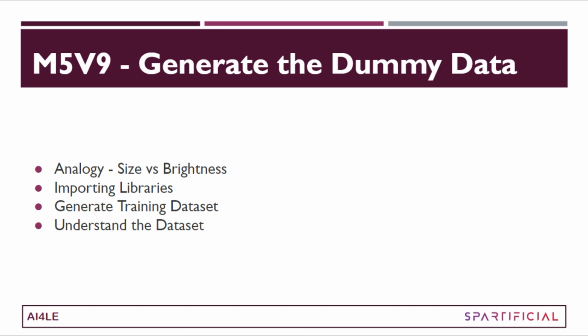Hi guys, I welcome you all to the ninth video of Module 5, and here we are going to go ahead and generate a dummy dataset for our training purpose. The analogy that we're going to use over here would be to compare the size with respect to the brightness, and then we are going to input some of these libraries and then generate this kind of training data with the help of a random module of NumPy. And on top of that, we will also be spending some time in understanding this kind of dataset.